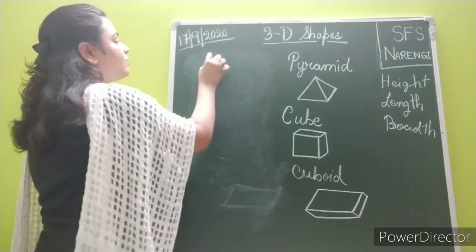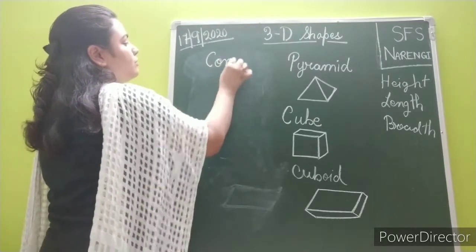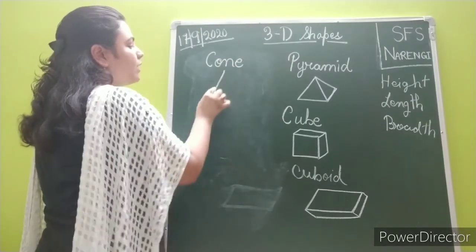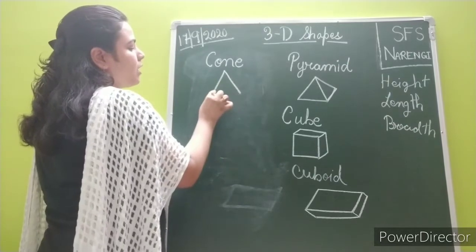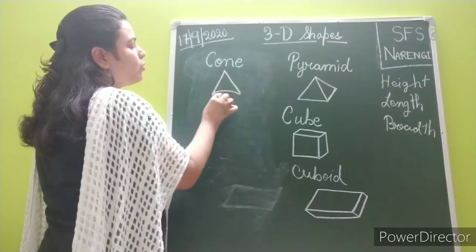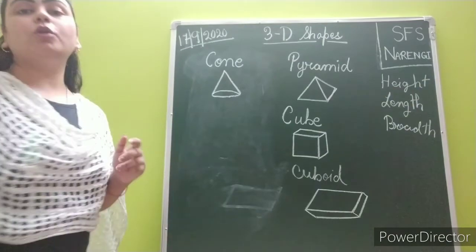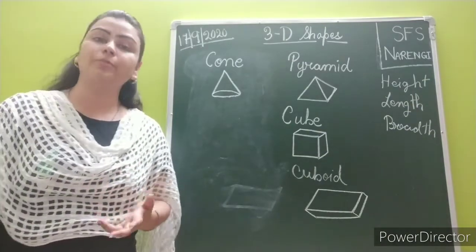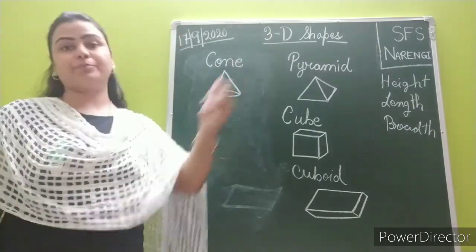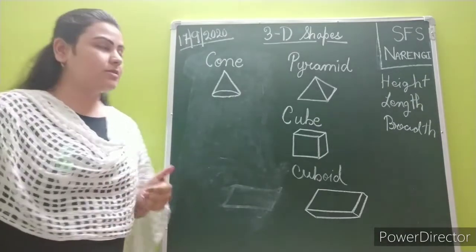Then we have the cone. And how does a cone look? The cone looks like this. We all have seen the ice cream cone, right? We all have seen the birthday caps. They are the cones.